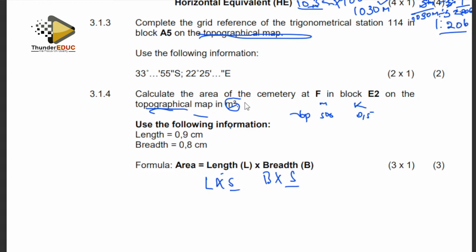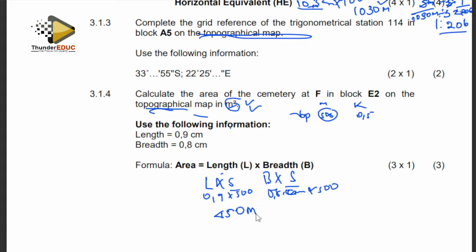So because in this question they want the answer in meters, what are we using? 500. So what are you going to say here? 0.9 times 500. And here we are going to say 0.8 centimeters times 500. That is why it is 3 marks, because they want to see if you can be in a position to convert. Is that okay? So we multiply there. What do we get? 9 times 5 is 45. How many zeros do we see? We take 1 zero because of a decimal place.